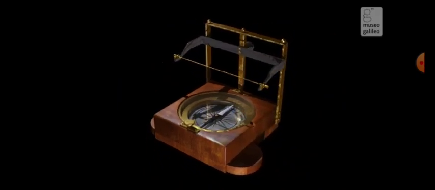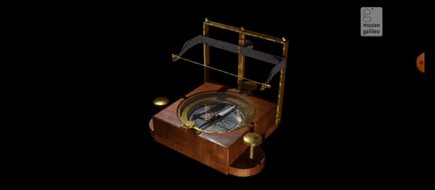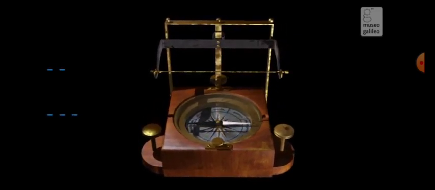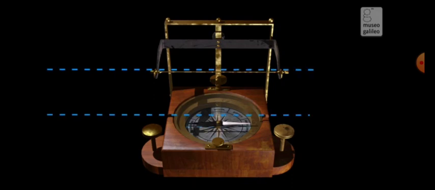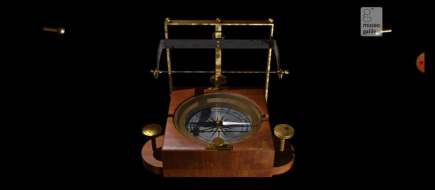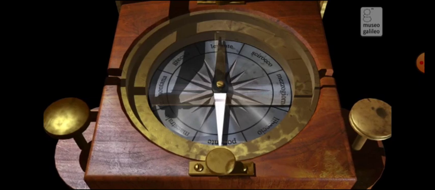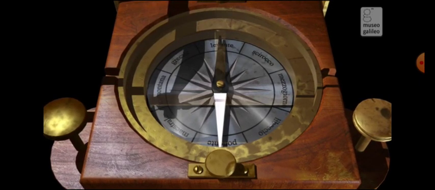Now there are 3 leveling screws used so that the setup is perfectly horizontal. Now an arrangement is made so the magnetic needle is completely parallel to the copper wire. Now the ends of the copper wire are connected to a battery, and as soon as current starts flowing through it, you find that the needle shows deflection.